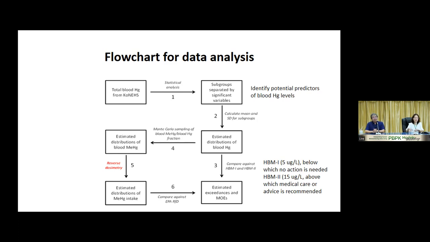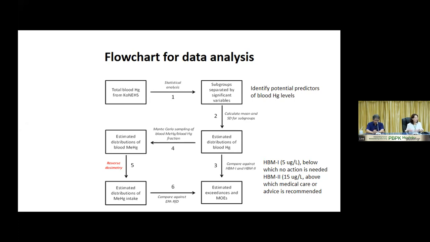Okay, and then the second step is based on that result. Remember there are three potential factors: age, gender, and fish consumption frequency. So they break them up into these different groups and then do a statistical analysis of the mean and distribution, the standard deviation, the typical, the different percentiles.